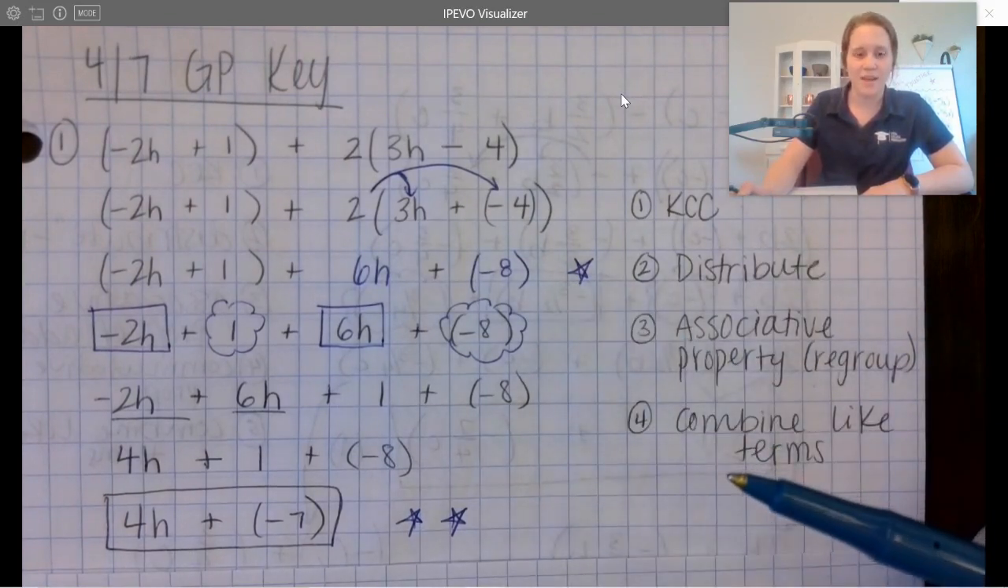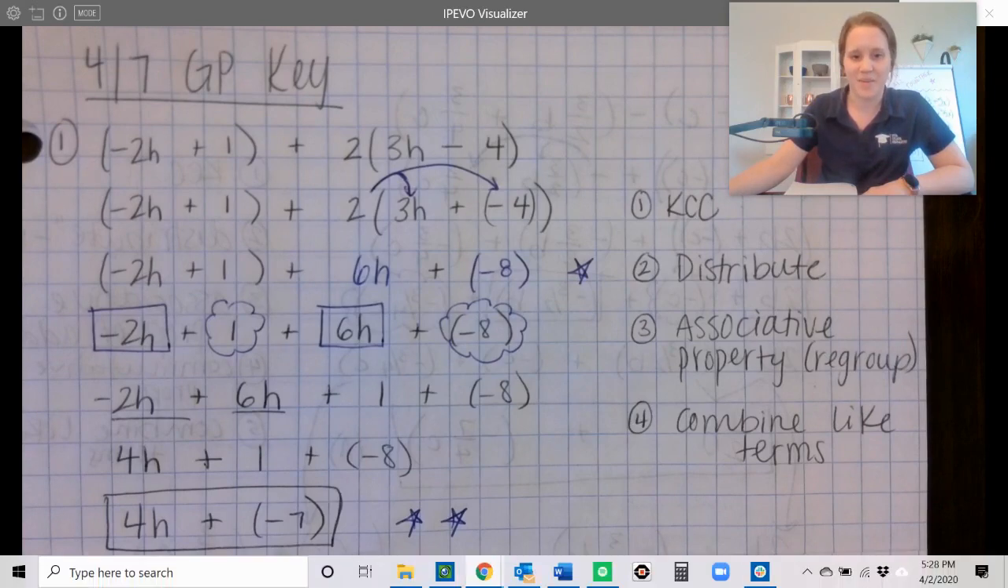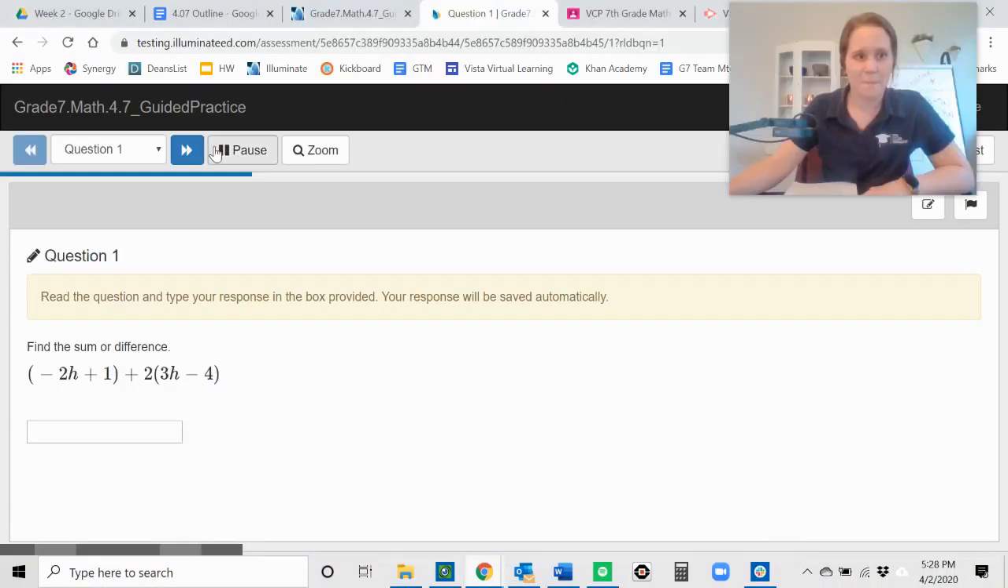So celebrate where you were awesome, and go ahead and take a moment right now and pause if you need to make sure you have the correct work here on your paper. All right, let's move along.